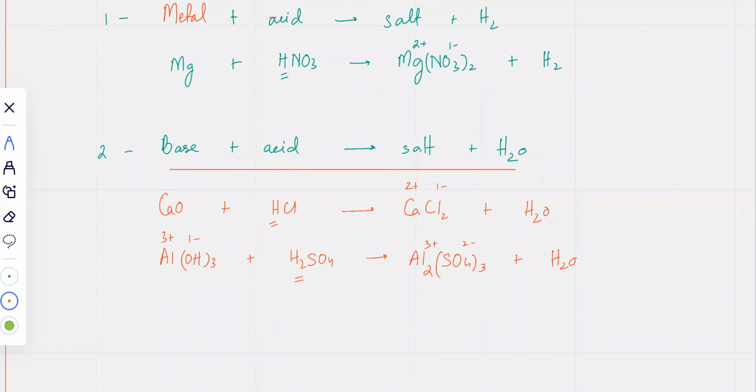And then we did a third reaction as well, and that third reaction was a carbonate reacting with an acid.